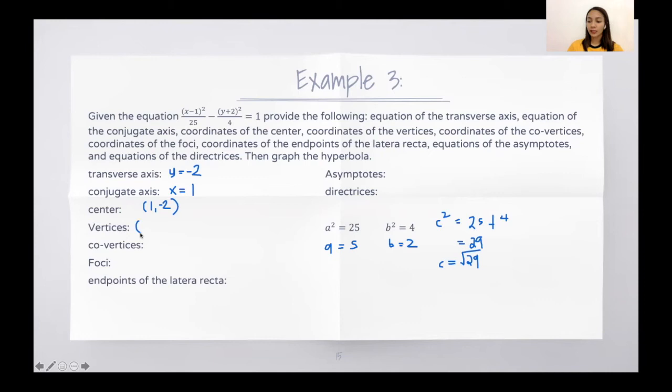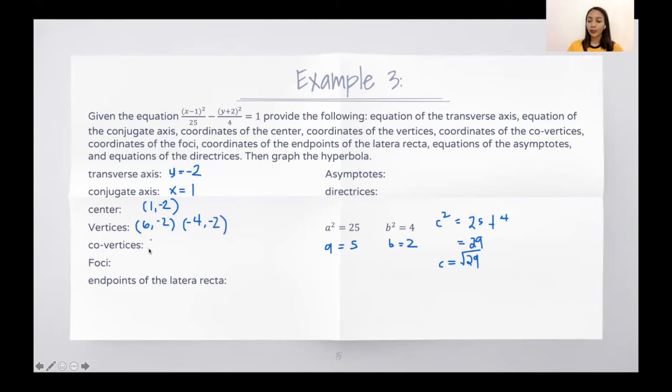To find the vertices, we have H plus minus A, then K. So we have H is 1 plus A which is 5. So we have 6. And then K is negative 2. So 6, negative 2. And ano pa? So H minus A. So 1 minus 5 is negative 4. And K is negative 2.